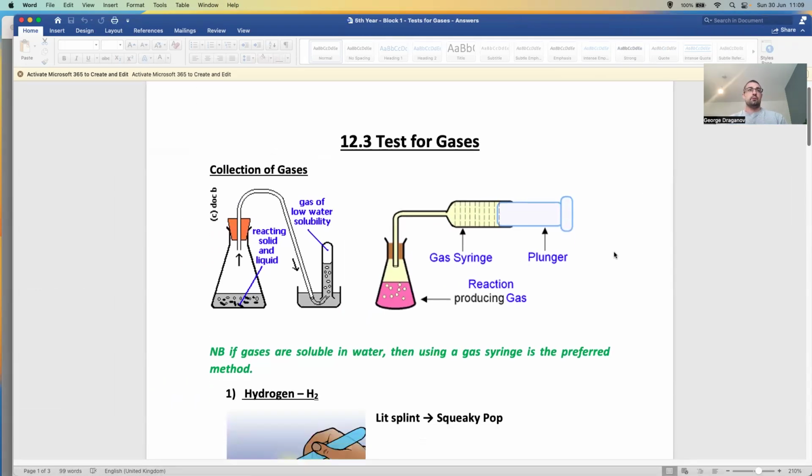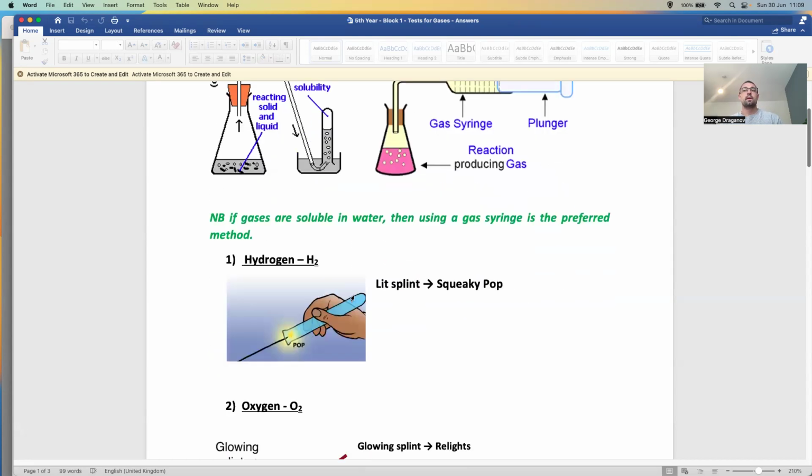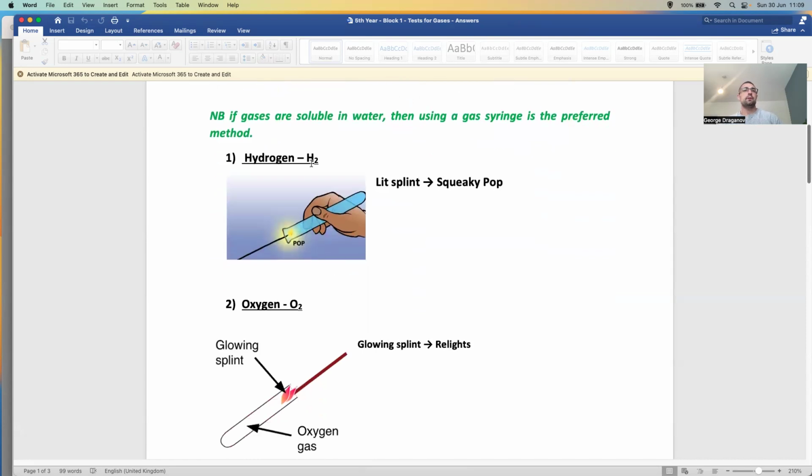For tests of gases, remember we have different ways of collecting them. We can use a gas syringe, which is probably your best technique, because then even if the gas is soluble in water, it can be collected and is very accurate. The other method is to collect over water, if the gas is not soluble in water. So chlorine will not be suitable for this. So these are the tests you have to know.